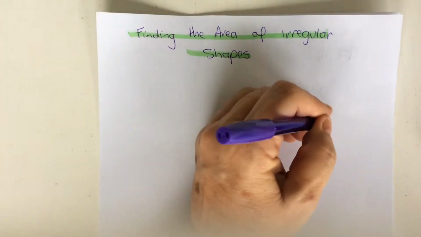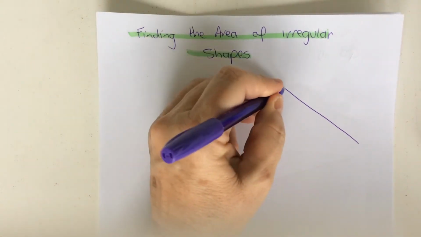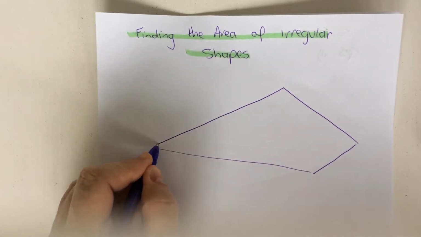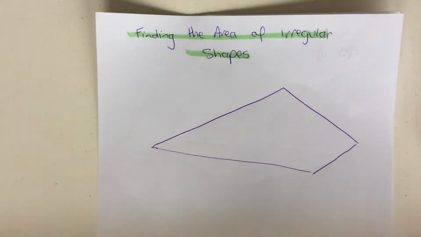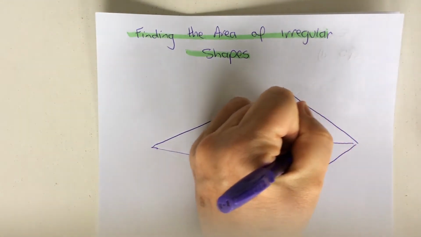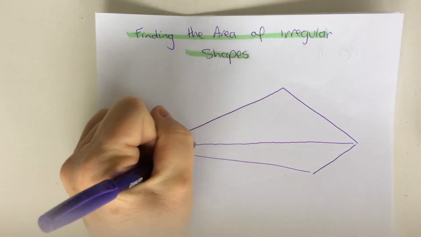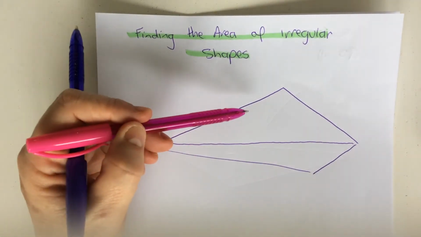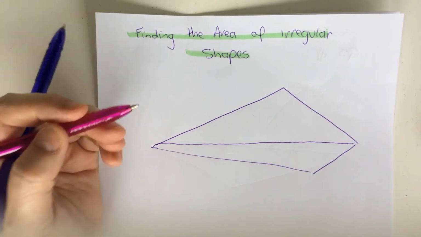If we take the first type of irregular shape, say we have something like this. You can see it is a four-sided figure, so it's a quadrilateral. The first step is to draw a line to divide the quadrilateral into two pieces, one above, one below. Hopefully you can see that I've got a triangle at the top and a triangle below that.